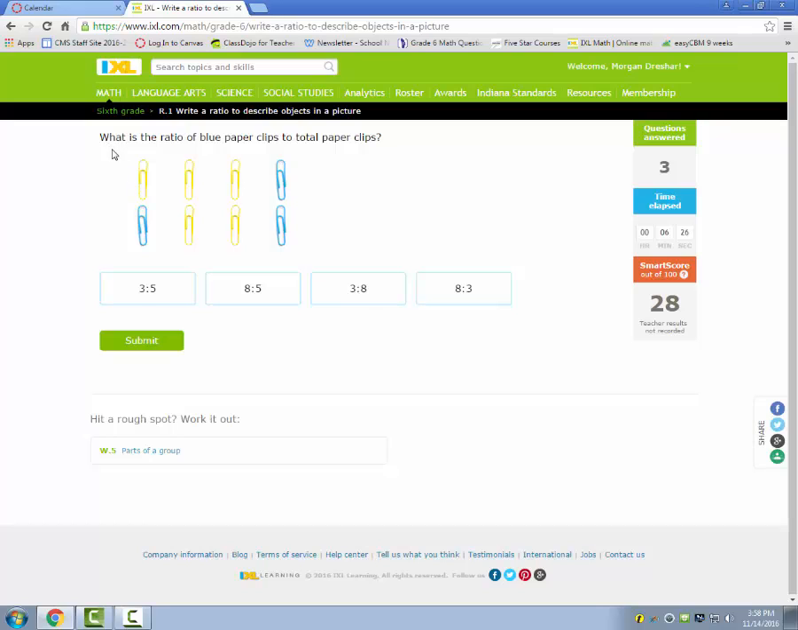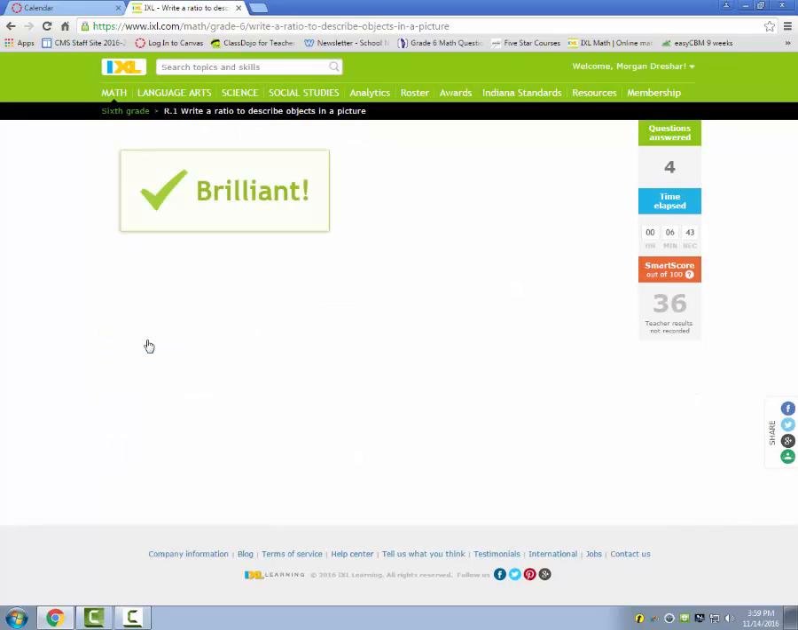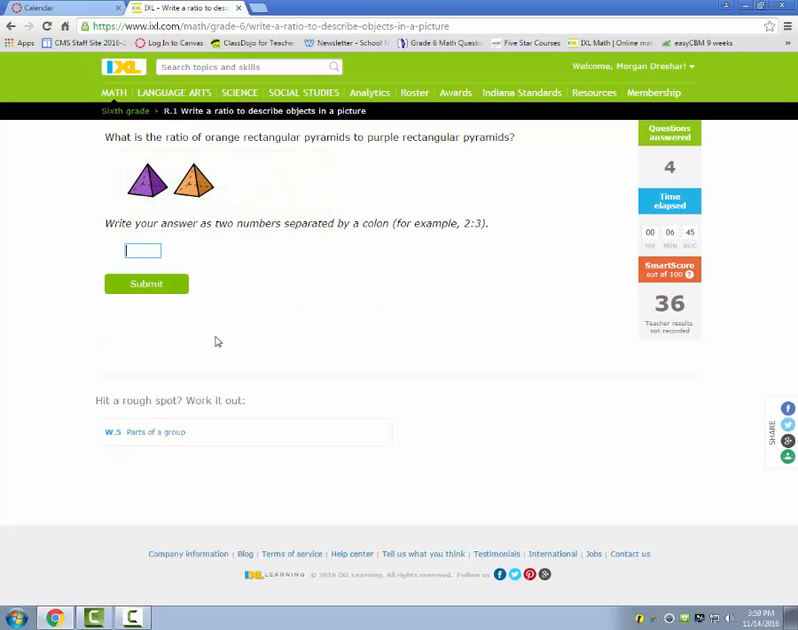And your ratio will always go in order of whichever one they're asking first to whichever one they're asking second. So what is the ratio of blue paper clips? That will be your first number, 1, 2, 3, to total paper clips. There are 8 paper clips, so your ratio will be 3 to 8. Right?